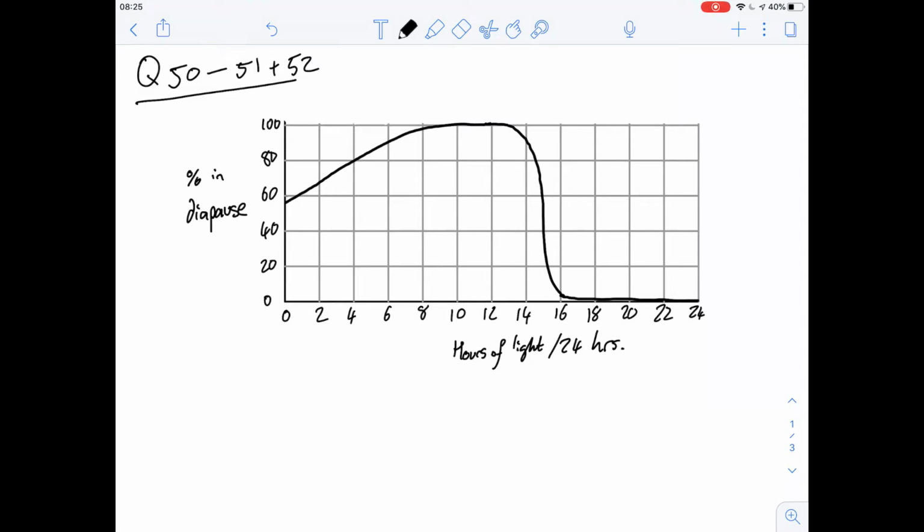Hi, I'm Carl, and in this video we're going to have a look at questions 50 to 52 of section 3 of the pink booklet. So questions 50 and 51 are about this graph here.